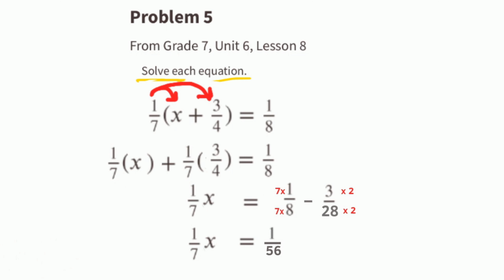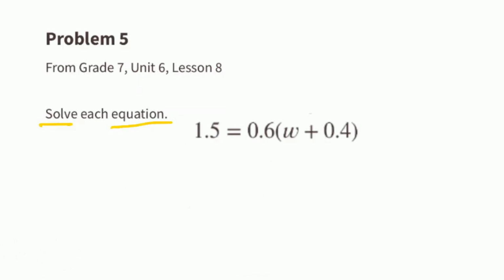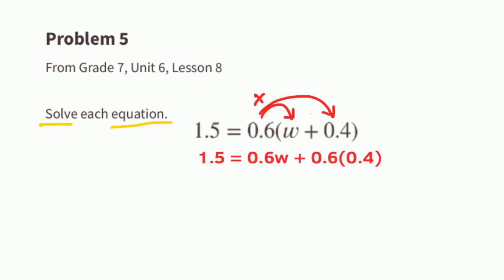We need to multiply both sides by the reciprocal of 1/7, and that's 7 over 1. So on the left side, we have 1x, or x, and on the right-hand side, we have 1 over 8. So x equals 1/8. Again, we need to multiply the term on the outside of the parentheses by both terms on the inside of the parentheses. 0.6 times w plus 0.6 times 0.4. 0.6 times 0.4 is 0.24, so we can rewrite this as 1.5 equals 0.6w plus 0.24.